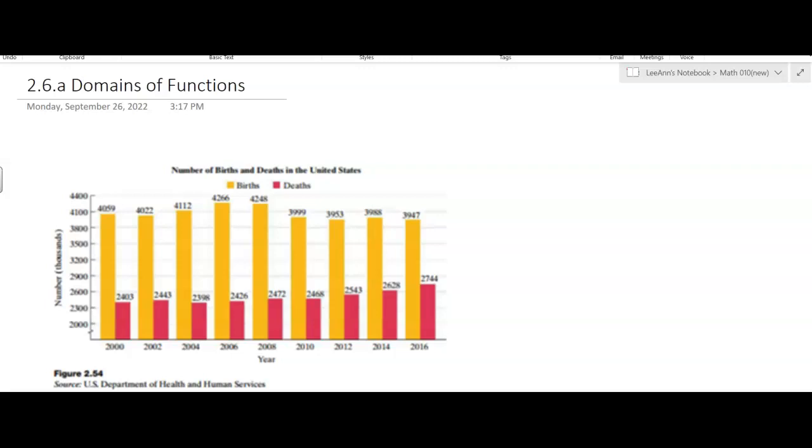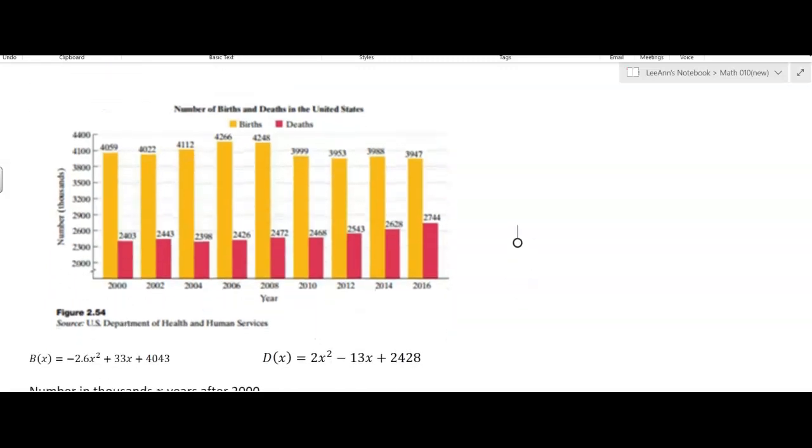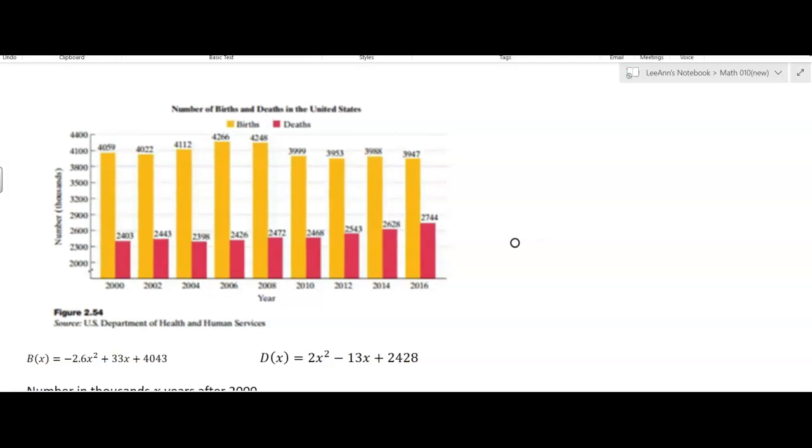So we're going to talk a little more about functions, and one of the things in this section we're going to talk about are the domains of functions, and specifically some of the things that make a difference. So we have this chart here, and it's number of births and deaths in the United States. Gold is births, red is deaths, and kind of some weird things. This number over here is in thousands.